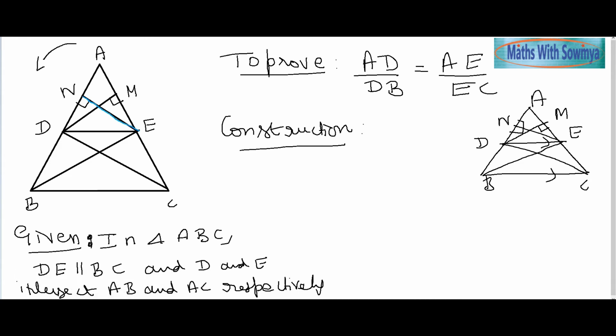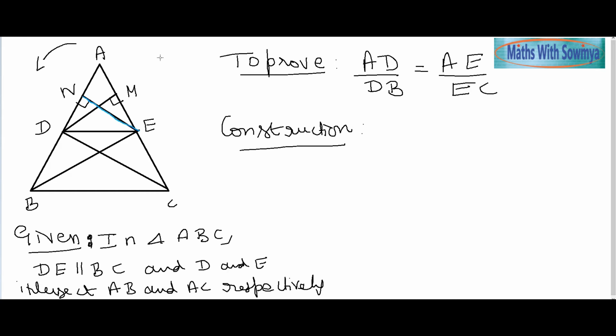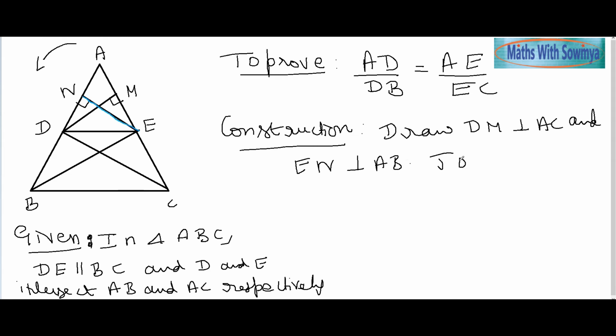This is the construction I am doing for this particular theorem. So let us also do it. I shall say here, draw DM perpendicular to AC and EN perpendicular to AB. And also I will say join BE and CD. Now this much is clear. Now let us enter into the proof.